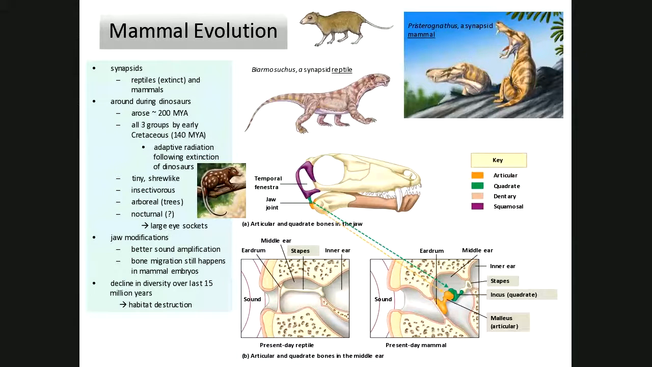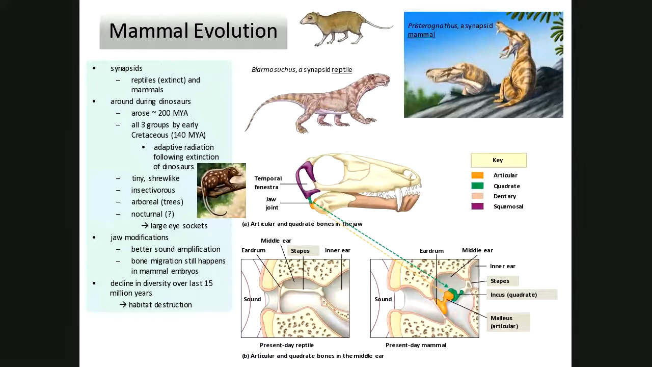All three groups, the monotremes, the platypus, the marsupials, and the placental mammals, the regular mammals, the ones you're most familiar with, were all around by 140 million years ago. So the dinosaurs are 250 to about 60 million years ago. During the dinosaur time, the mammals were around. Now, as I said, after the dinosaurs went extinct, the mammals underwent this adaptive radiation.